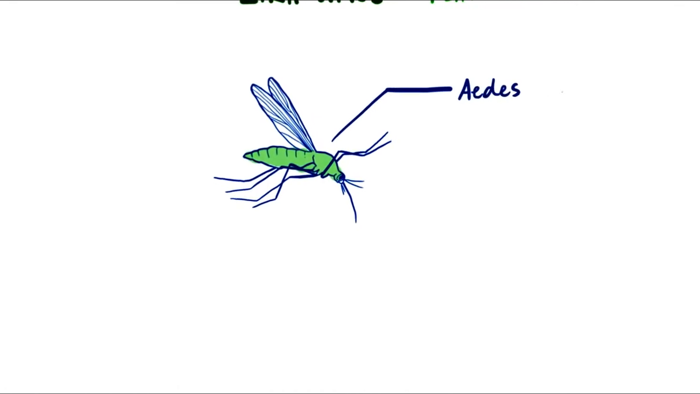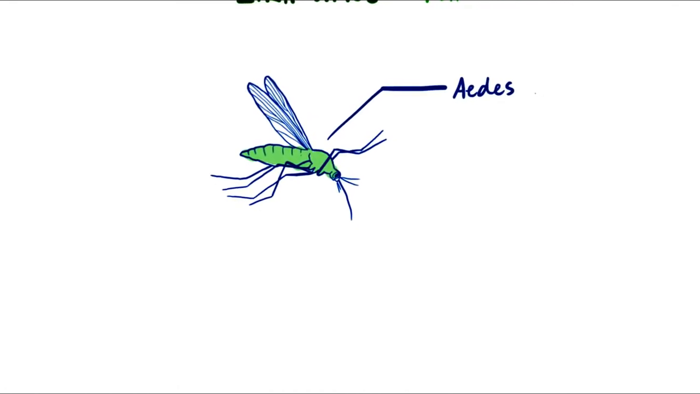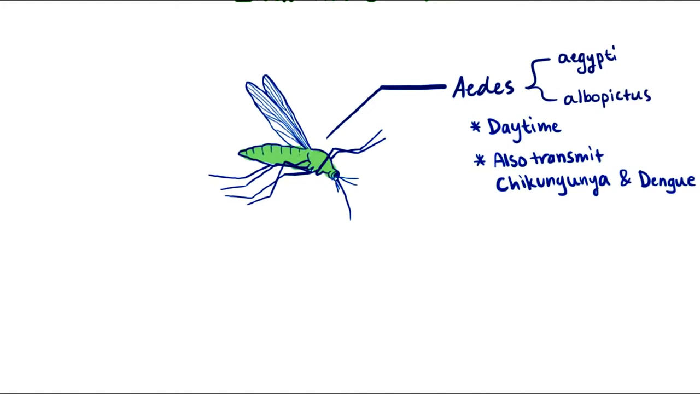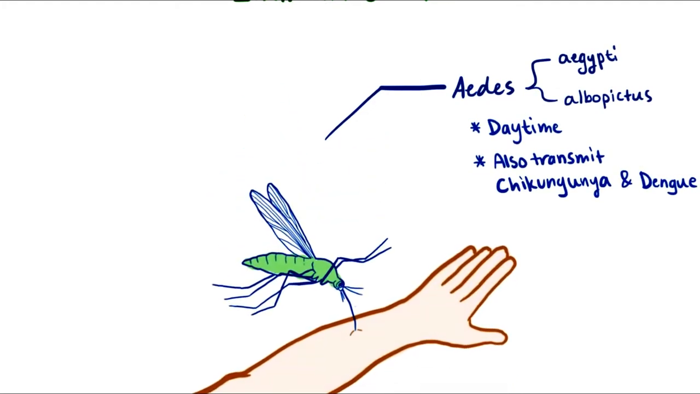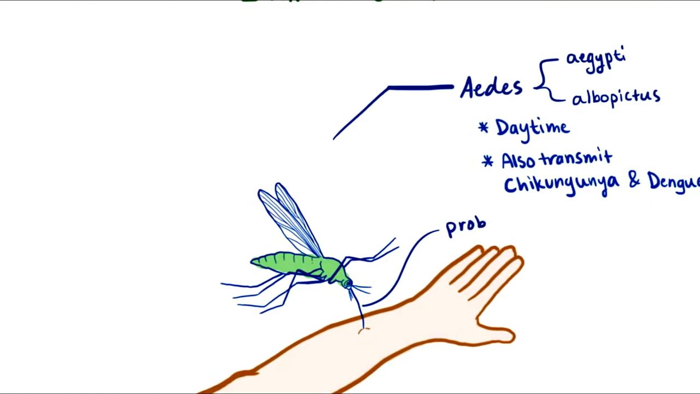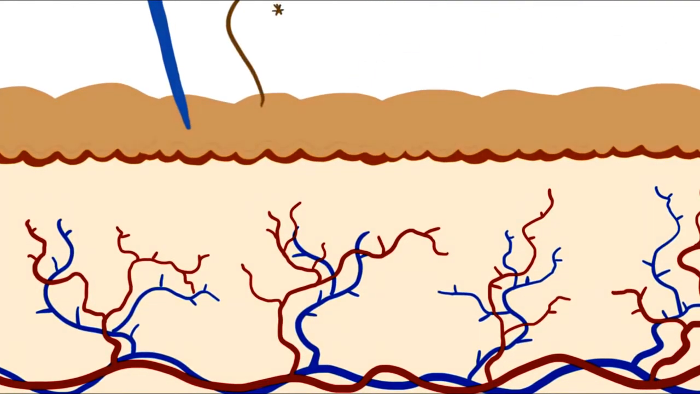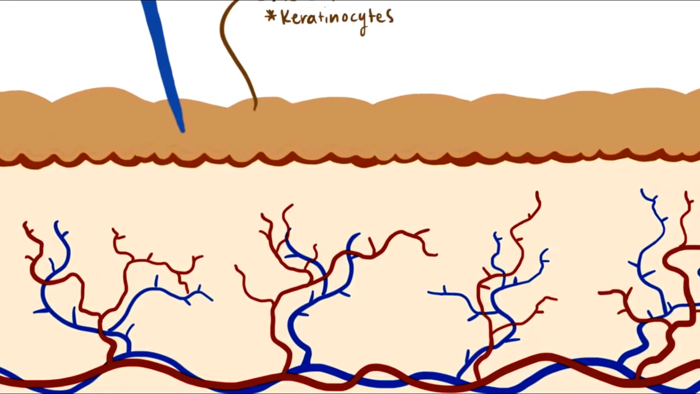Now the Zika virus is transmitted via mosquitoes in the Aedes genus. These bloodthirsty little guys can bite at night, but are mostly active during the daytime. Aedes mosquitoes are also the same ones that transmit chikungunya fever and dengue fever. When Aedes aegypti, or Aedes albopictus, both species of the Aedes mosquito, lands on your skin and sticks in its long nose, or proboscis, it pierces the epidermis, which is the topmost layer, composed almost entirely of keratinocytes.